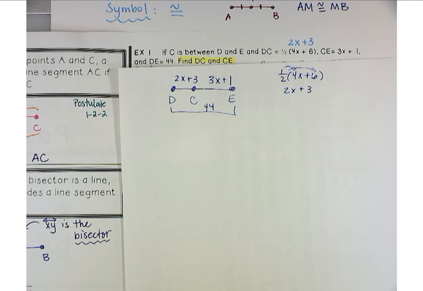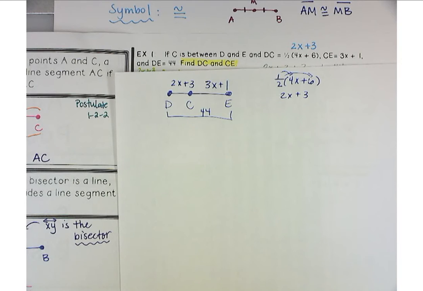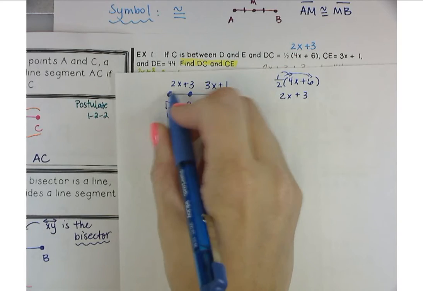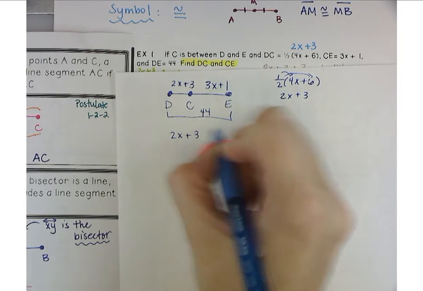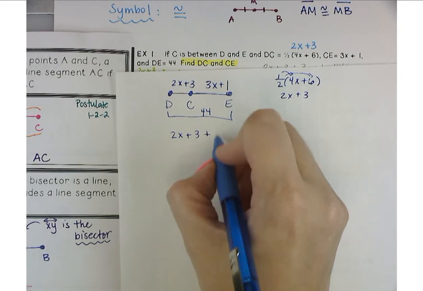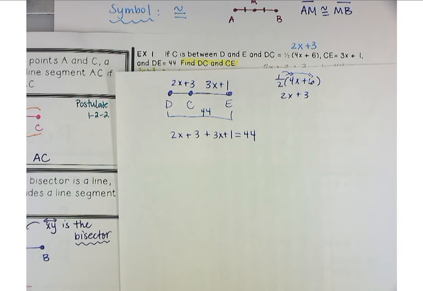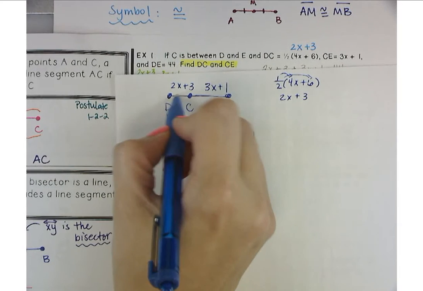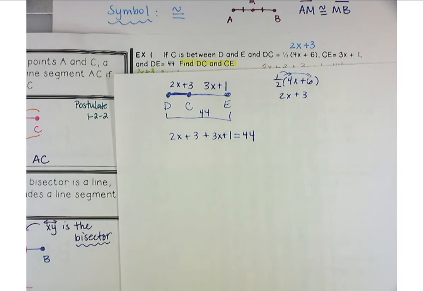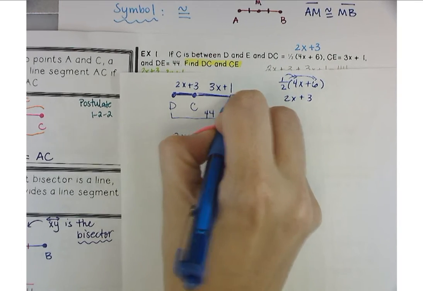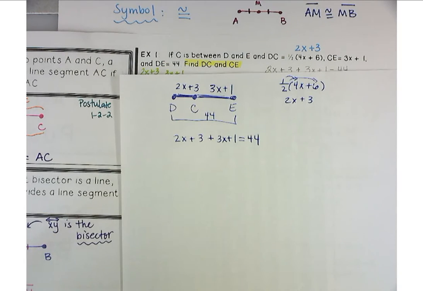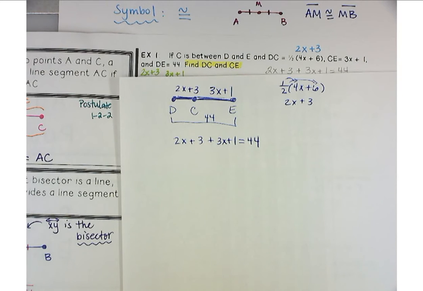So what we're going to do here is we're going to use our segment addition postulate. So if I'm using my segment addition postulate, I know that 2x plus 3 added to 3x plus 1 is going to equal that full length, which is 44. Okay, so this segment, DC plus CE equals the full segment, DE. And then once you're here, it just becomes an algebra problem where you want to combine like terms, and then you're going to solve for x.